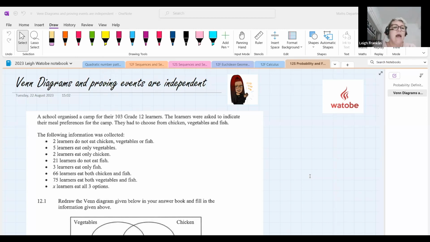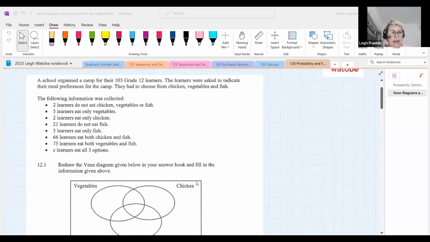It says that a school organized a camp for their 103 grade 12 learners. The learners were asked to indicate their meal preference for the camp. They had to choose from chicken, vegetables, and fish. So the following information was collected.